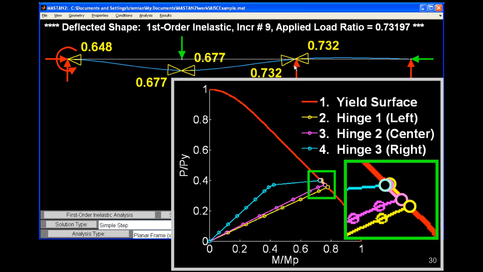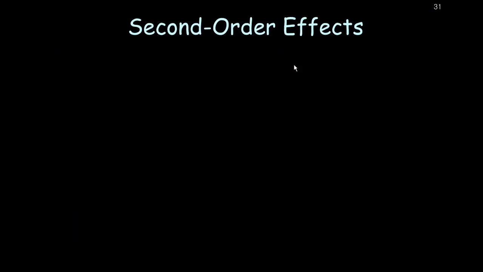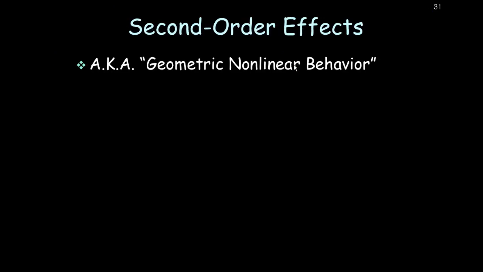Let's see. Oh, that's where we are. Okay, so second order effects. The first thing is you'll often hear it called second order effects. You'll often hear it called P-delta, P-cap delta, and P-small delta. It's often also called geometric nonlinear behavior. So we can talk about material nonlinear behavior, that was the yielding, and geometric nonlinear behavior being changes in geometry contributing to second order effects and a nonlinear response.